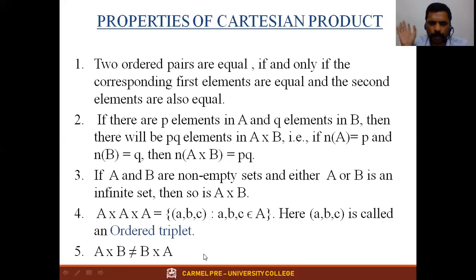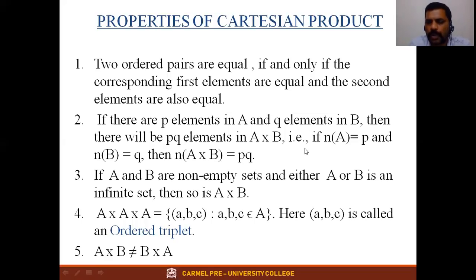That's it. Next, the second one says, if there are P elements in set A and Q elements in set B, then there will be PQ elements in A cross B. That's why we call it Cartesian product. The number of elements is nothing but multiplication.